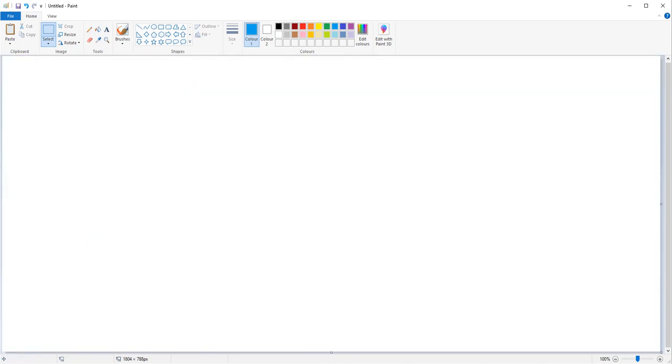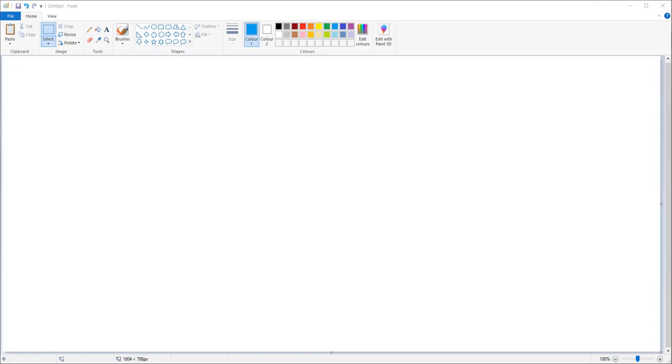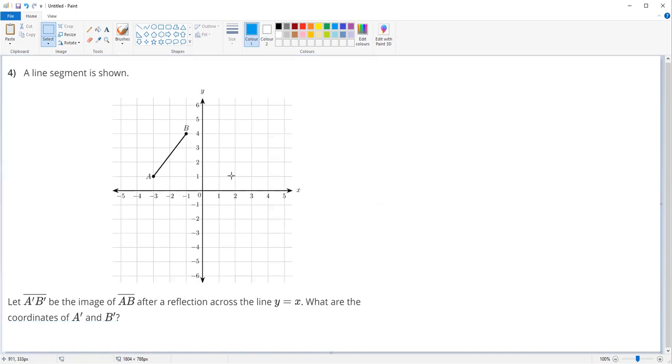Down to the fourth one. Okay, so here we go. This was the question. All right, this is the line segment shown, and the prime is the image after the reflection across y equals x. What are the coordinates? All right, so y equals x, you have to know what that line means, right? Well, you really don't need to know what y equals x. You just need to know what the algebraic expression is.